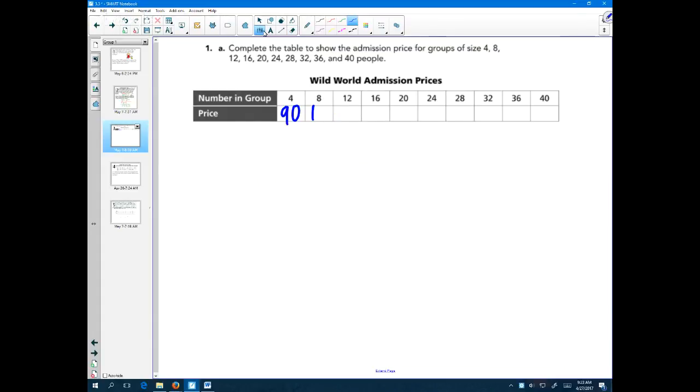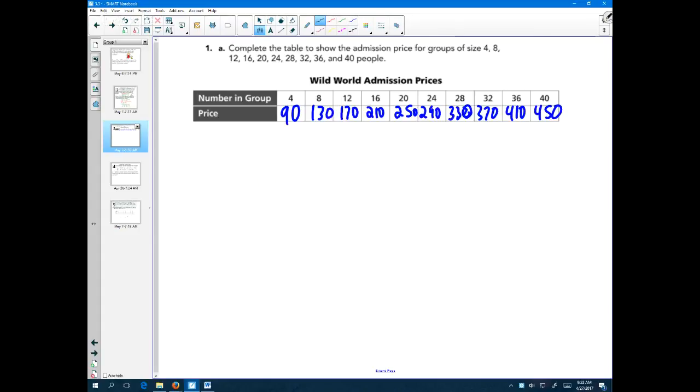130. And then what did this table go up by every time for the price? 40, right? So it'd be like 170, 210, 250, 290, 330. Okay, something like that. All right.